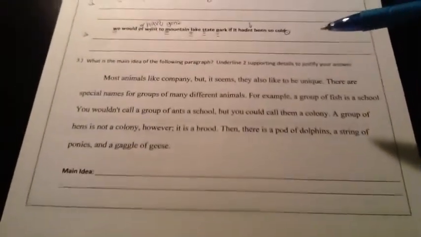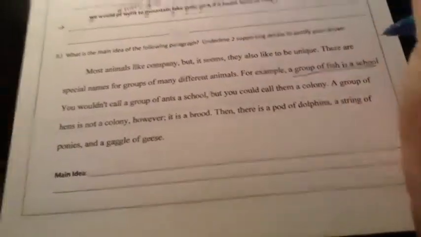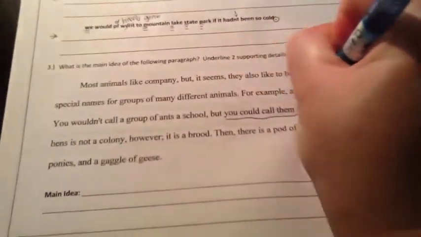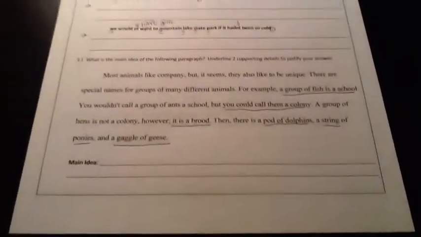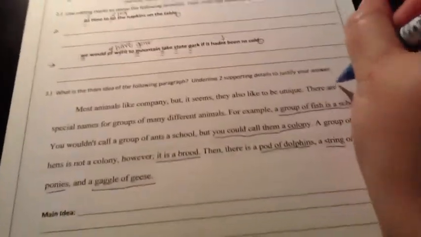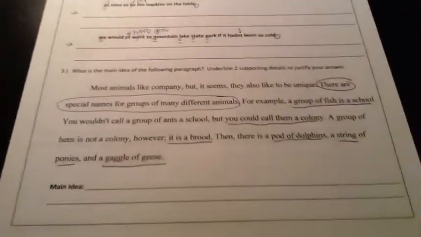Right away, I think to myself, well, all of this is about the unique names for animals. I have several examples. For instance, they talk about a group of fish is a school. I also saw they talk about a group of ants is a colony. And I saw another example that says that a group of hens is a brood, a pod of dolphins, and a string of ponies, and a gaggle of geese. That's all they talked about in this passage. So I know that these are all special names for animals. And I find that main idea right here, where it says there are special names for many groups of animals. That's our main idea right there.